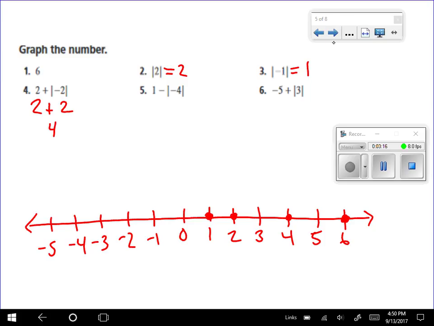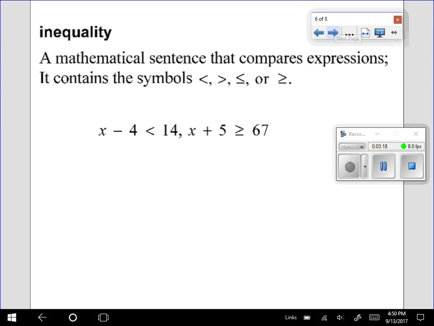Now we're going to talk about inequalities. Maybe it's been a while since you've seen an inequality, so this definition is important to remember. An inequality is a mathematical sentence that compares expressions. When we were working with equations, we were working with mathematical sentences that were equal to each other. Now we're comparing them, so they're either less than, greater than, less than or equal to, or greater than or equal to. That's why we worked on our bell work, just to review those topics.